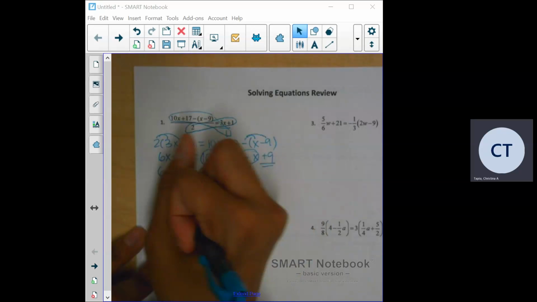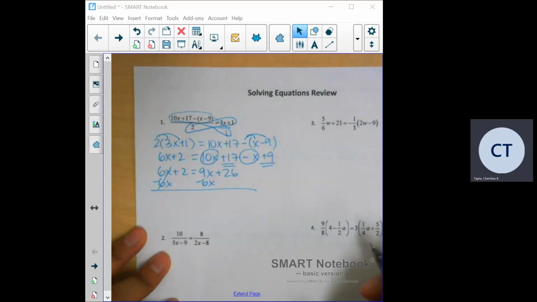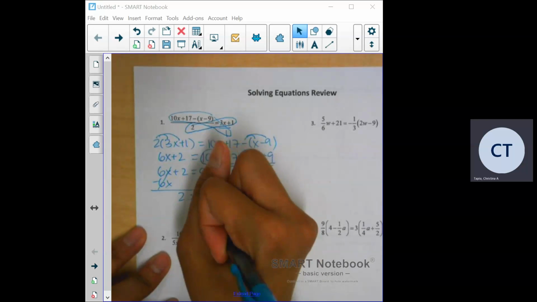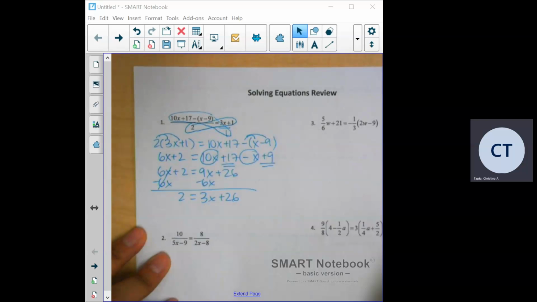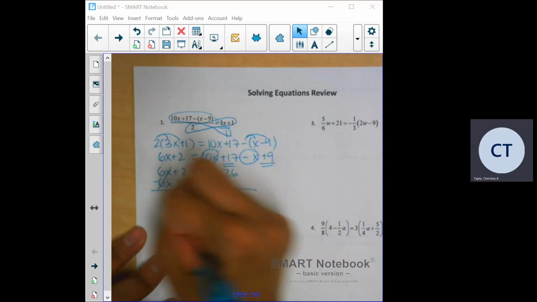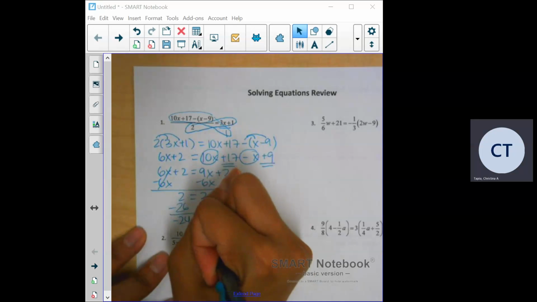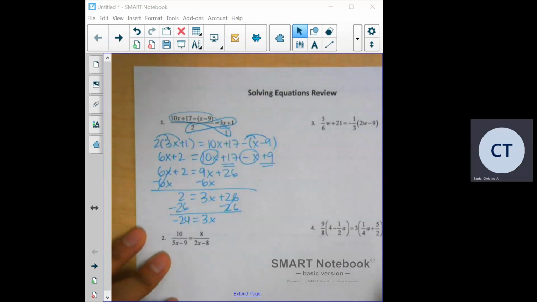Okay, so I'm going to subtract the 6x on each side. You can move the 9 if you want, but I'm just going to move the 6. 2 equals 3x plus 26. And then I'll subtract 26 here. We're going to have negative 24 equals 3x. Yes, ma'am.